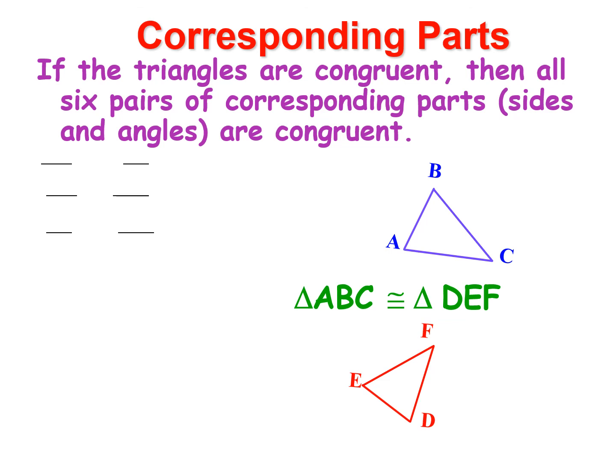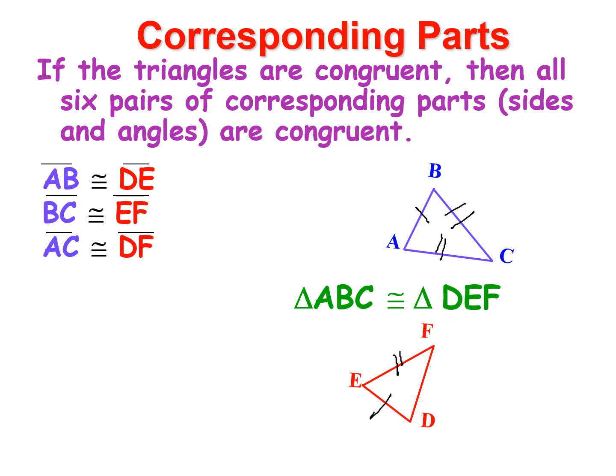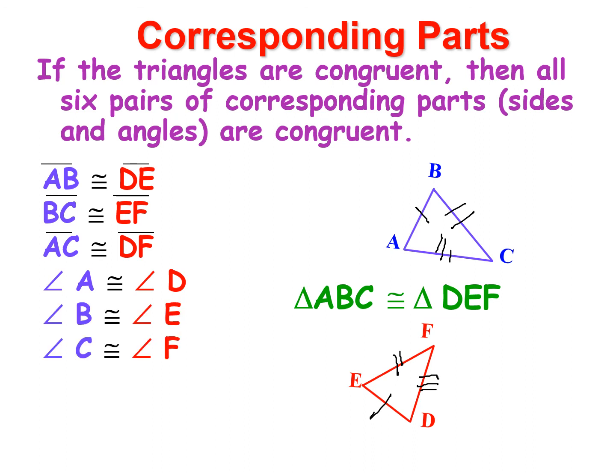So if we say the statement in green right here, triangle ABC is congruent to DEF, it doesn't just mean they match, it means all their parts match, such as side AB and side DE. Okay, I could have hatch marks there, AB and DE, BC and EF, and then AC and DF. So those would be the matching parts, and then there would be matching angles. Angle A and D, angle B and E, and angle C and F.